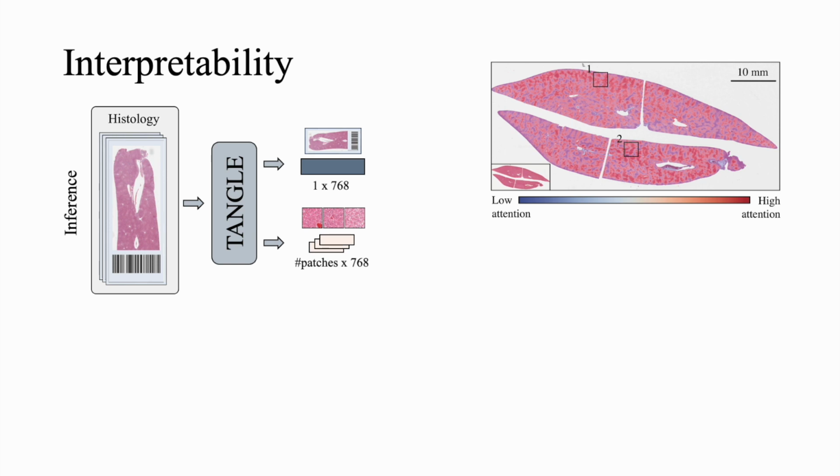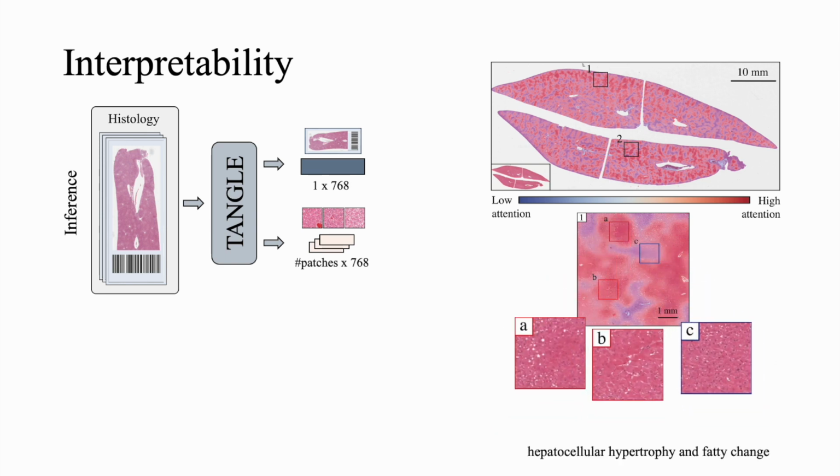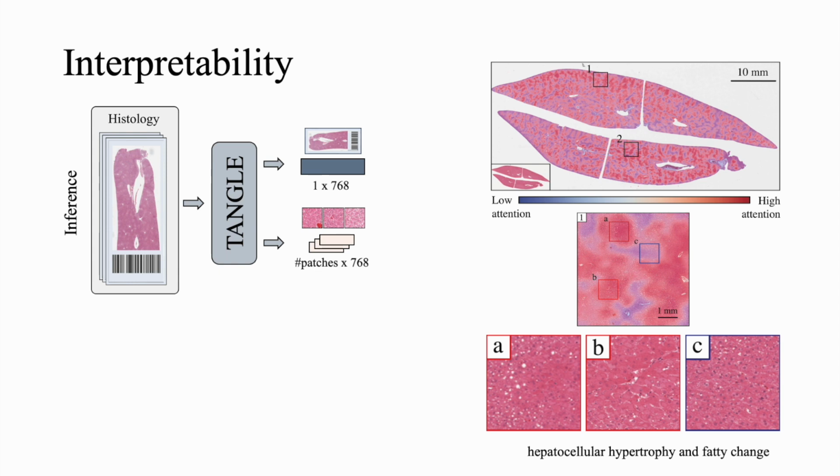And we can see along the way, when we zoom into regions and also on the patch levels, what's actually going on there. In this case, we are able to identify hepatocellular hypertrophy and fatty change in the patches as well as in bigger regions. But that's not everything we can do with TANGLE during inference time.